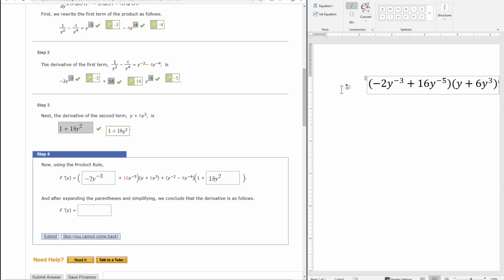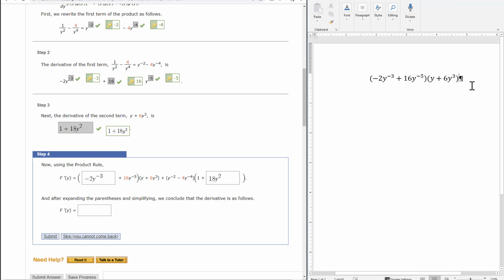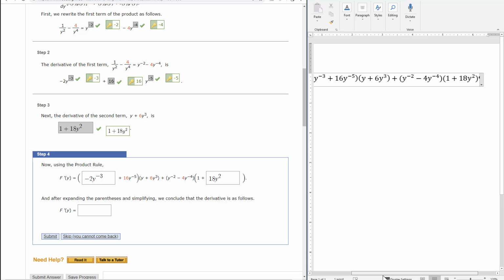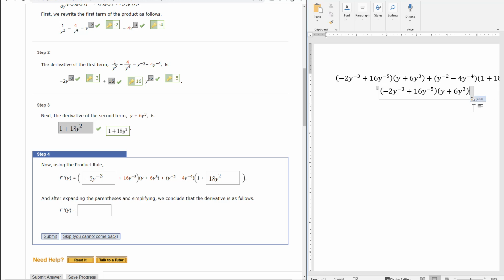So that's the first part, and then we want to add on to that the y to the negative 2 power, I guess that's a minus, 4y to the negative 4 power, and then we have 1 plus 18y squared. So let's take a look at this and be really careful with foiling things out.